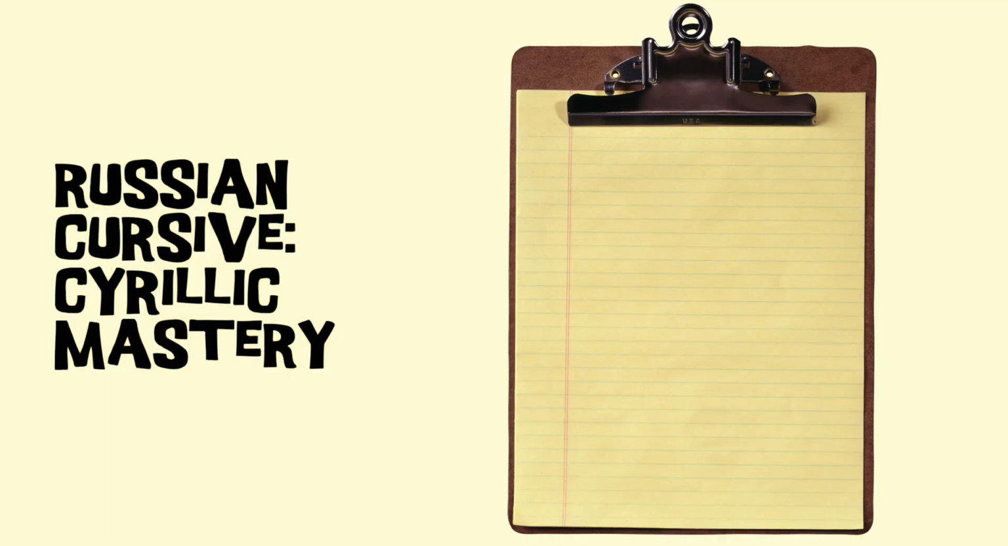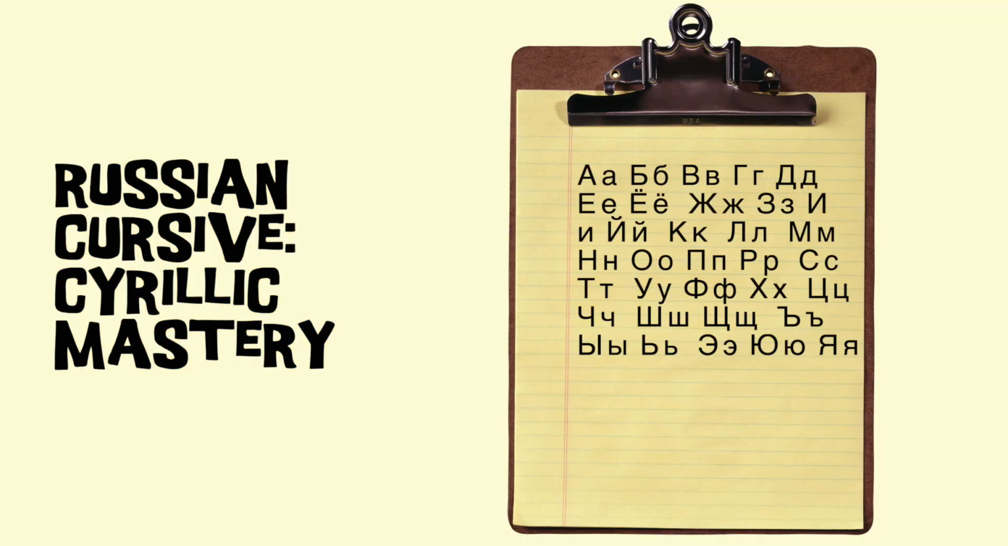Let's get started. The Russian Cyrillic alphabet consists of 33 letters. Some letters might look familiar to those of you who know the Latin alphabet, but they often represent different sounds. This is the capital letter A. And this is a small letter a. This is easy because it looks like the Latin alphabet.